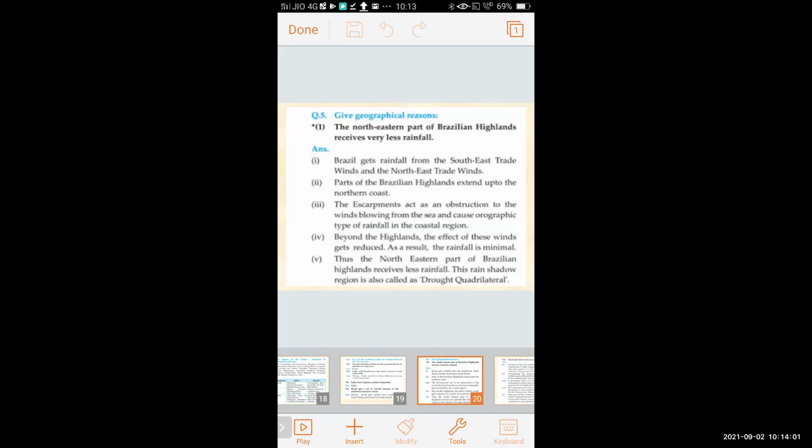As a result, the rainfall is minimum. As the effect of the winds is reduced, there is less rainfall. Beyond the highland, the effect of these winds gets reduced. As per the highland, winds are blowing, the effect of the winds gets reduced, and as a result, the rainfall is minimum.